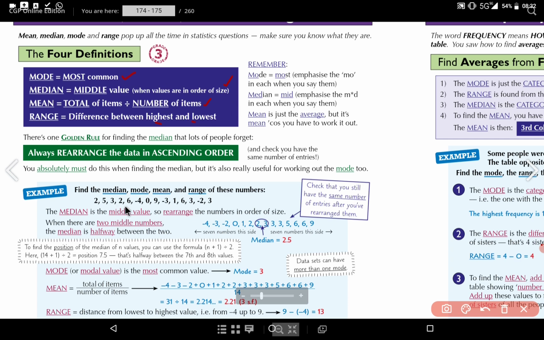So these are called averages. All of them are referred to as averages, and they are used to represent certain numbers. So those are the things that we have to know. Mode is the most common, median is the middle, and mean is the average, but it's mean because you have to work it out. So it's just something to take note of, and then we move on.